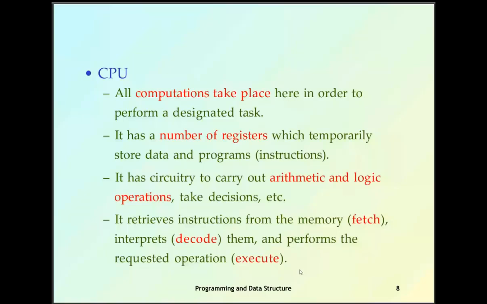So whenever a CPU has to perform some task, that task must be understood by the CPU before its execution. So it retrieves the instruction. This basically gets done in three phases: fetch, decode, and execute. So let us talk about all these phases one by one.